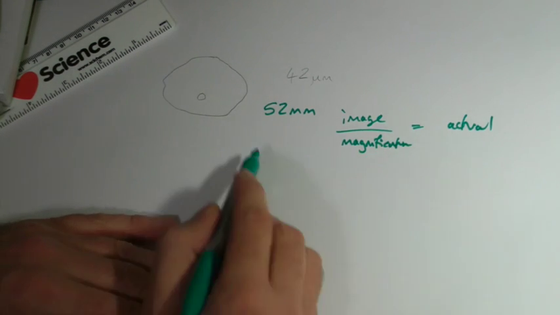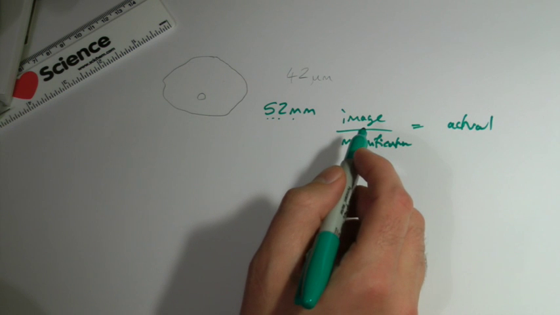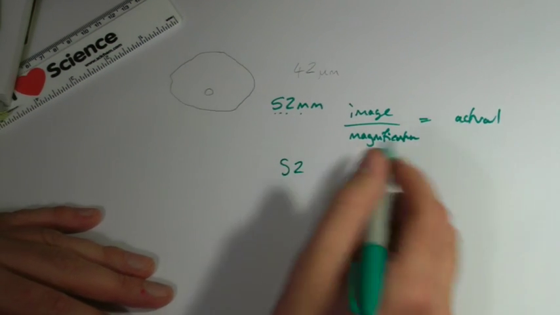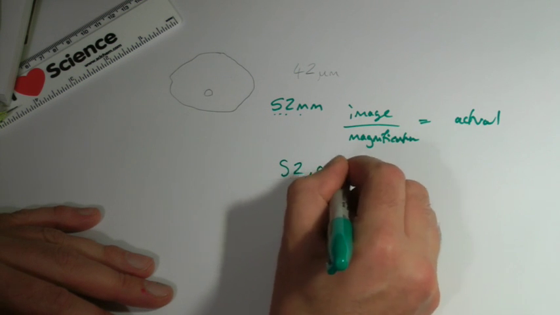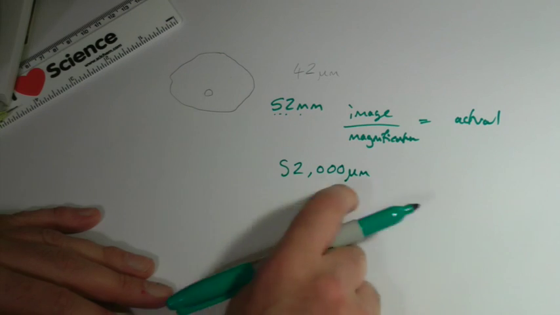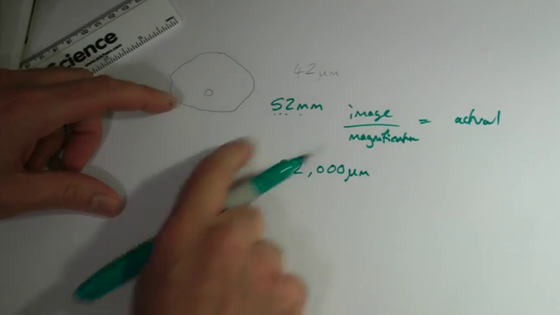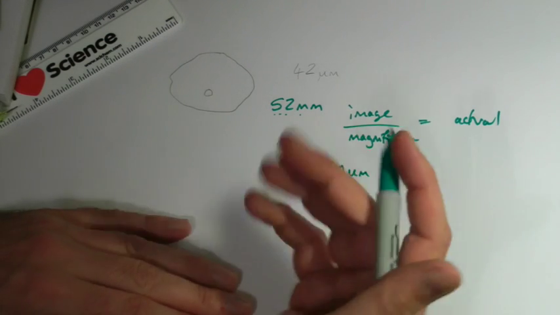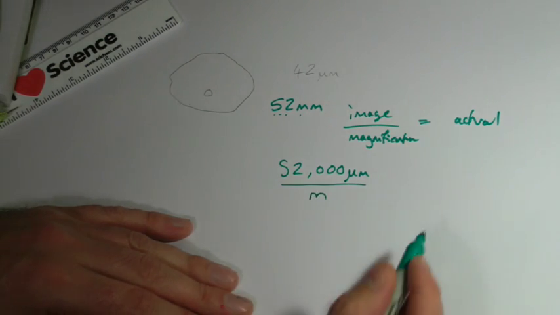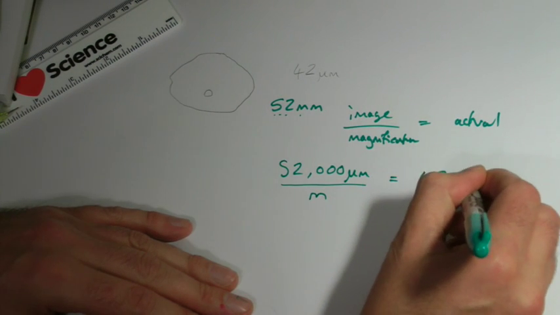So I know what my formula is. Remember, the first step is to convert this into micrometers, and that's quite easy to do. I just multiply it by 1,000. So my image is 52,000 micrometers across. Remember, if I was working in nanometers, I'd multiply by a million, and it'd be 52 million nanometers across. But I'm working in micrometers because that's the useful scale for cells. So I'm just going to put M for magnification. That's the value I don't know. The actual size is 42 micrometers.